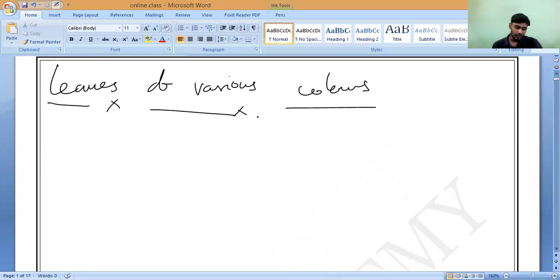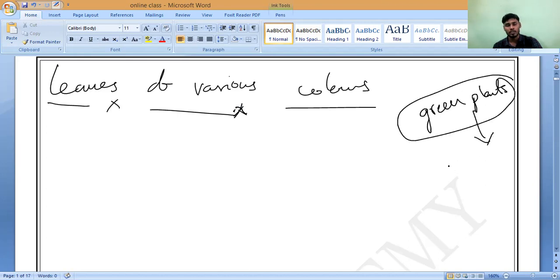And as we know, if any one of these four is not available, then the photosynthesis reaction is not carried out. That is why only the leaves present in green color, the green plants, will carry out the chemical reaction we call photosynthesis. Do you understand, all of you? Now, what about the leaves which are not green?